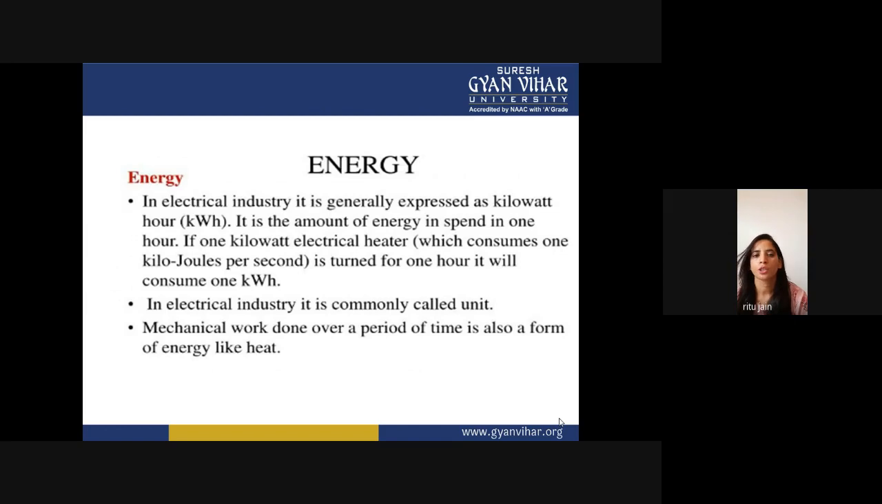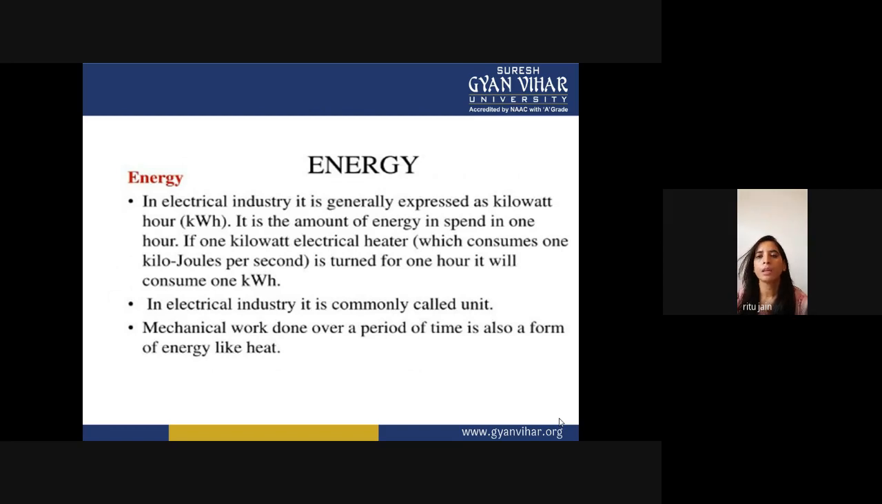So what is energy? In the electrical industry, it is generally expressed in kilowatt hour. It is the amount of energy spent in 1 hour. What do you mean by kilowatt hour? It means that you are spending 1 kilowatt of energy in 1 hour. That is your 1 kilowatt hour of energy. This is also called 1 unit in terms of electrical engineering.